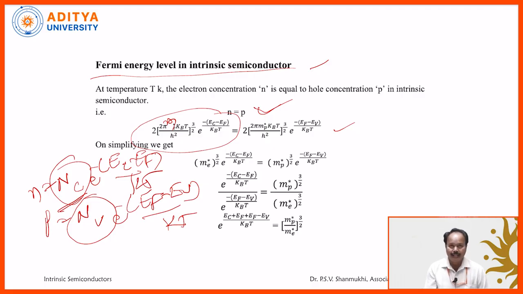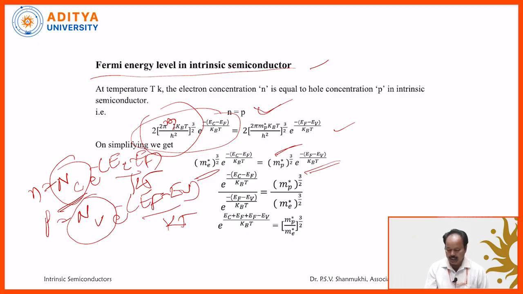Now 2 and 2 cancelled, and just rearranging the terms, except me star and mp star, the remaining terms are same in this Nc expression. That's why those things will be cancelled. Here we are writing me star whole power 3 by 2 e power minus of (Ec minus Ef) by kT, it is equal to mp star whole power 3 by 2 e power minus of (Ef minus Ev) by kT. Actually, me star is the effective mass of the electron in the conduction band, mp star is the effective mass of the hole in the valence band.